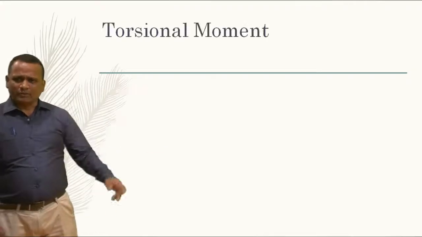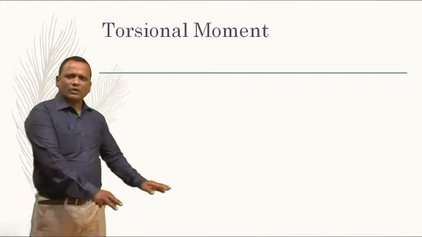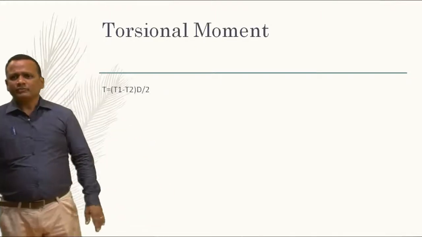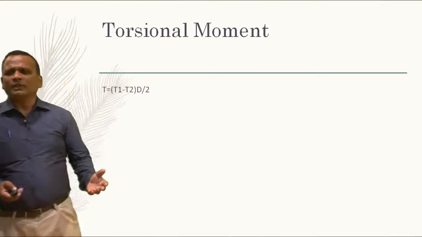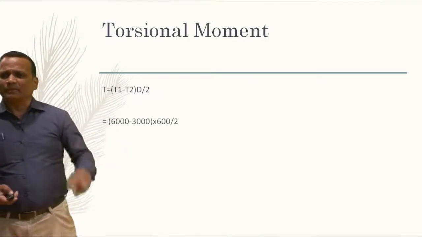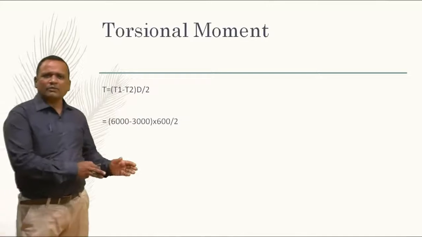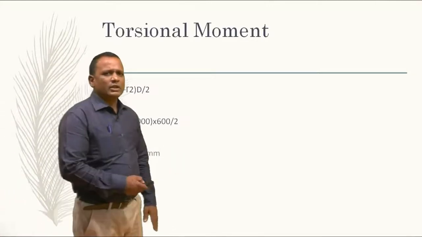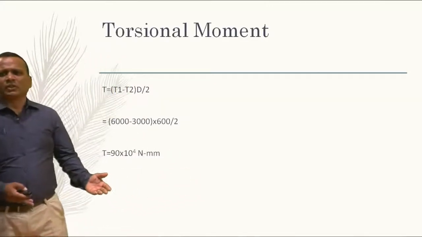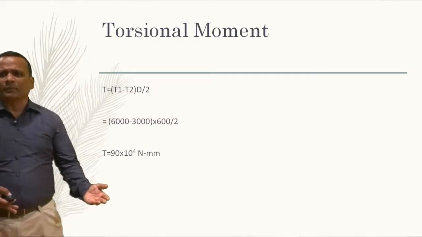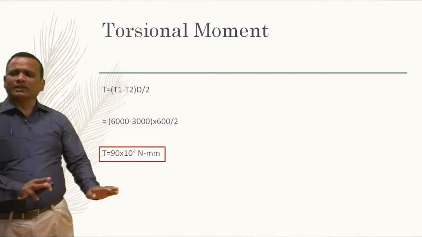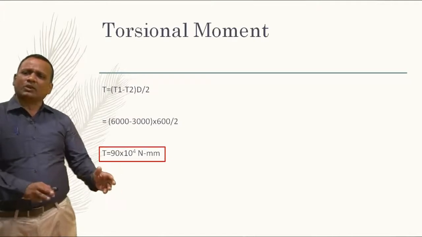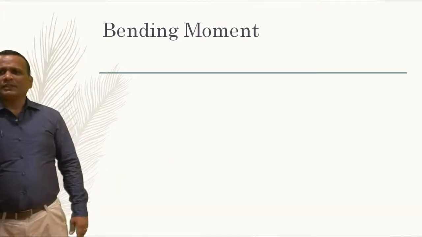For this I will move ahead with the torsional moment, where we are going to find out T. We know that the general equation of T would be (T1 plus T2) into D by 2, where D is the diameter of the pulley. Now I substitute the T1 and T2 values and divide by 2. When I do this, the torque I get is 90 into 10 to the power of 4 Newton mm. So this is the torsional moment that I get by taking into consideration what was given to me. Further, the bending moment.